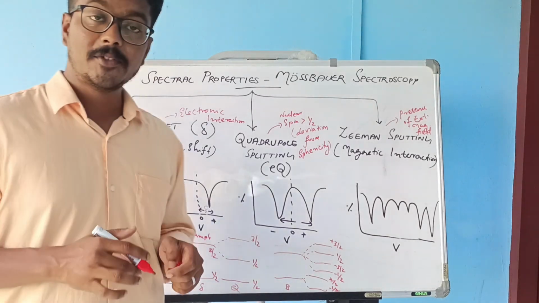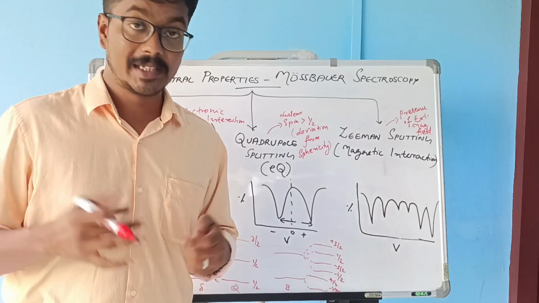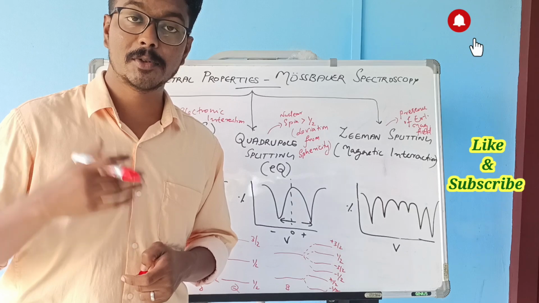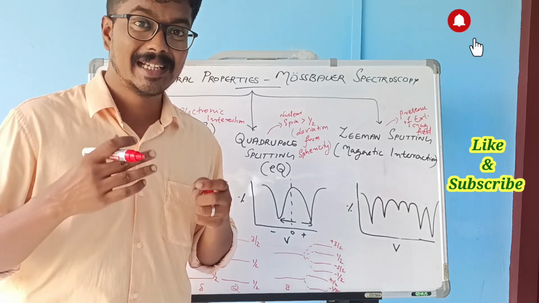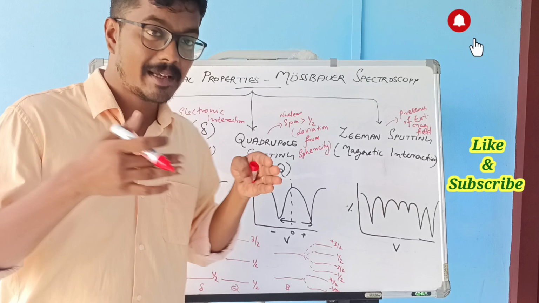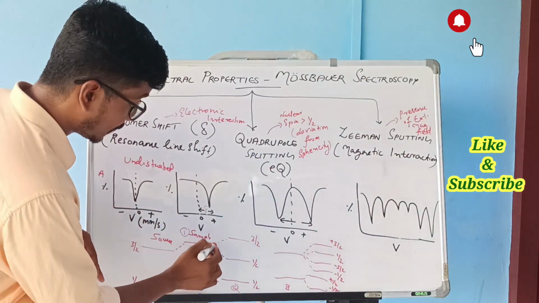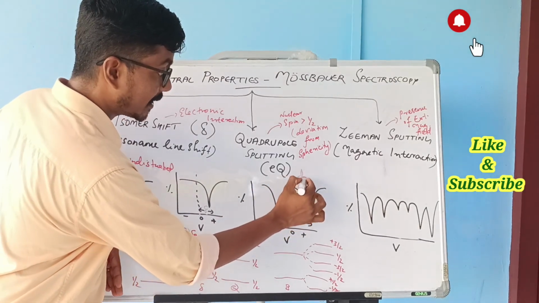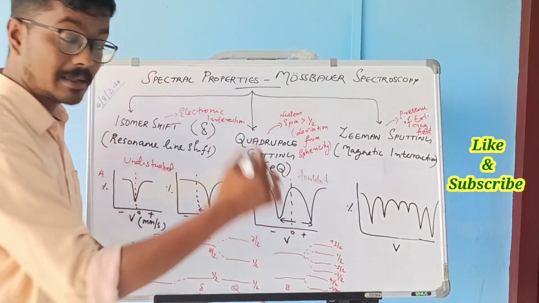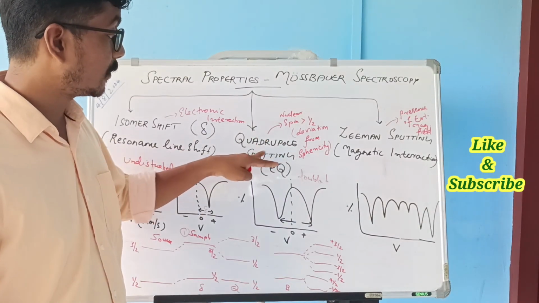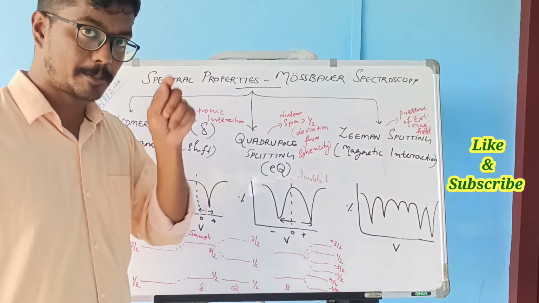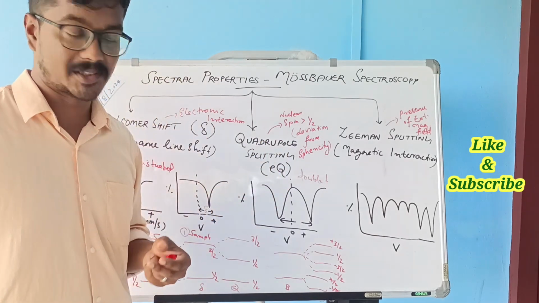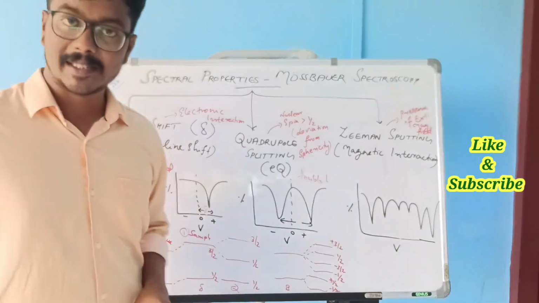Now the nuclear charge distribution. Just like the electron charge distribution, if the probability of finding the nuclear charge deviates, it can also interact with the nuclear transition. As a result, the excited state splits into two, and a doublet happens in the spectral lines. That causes quadrupole splitting, represented as eQ, where e is the electronic charge and Q is the quadrupole moment. And what about Zeeman splitting?